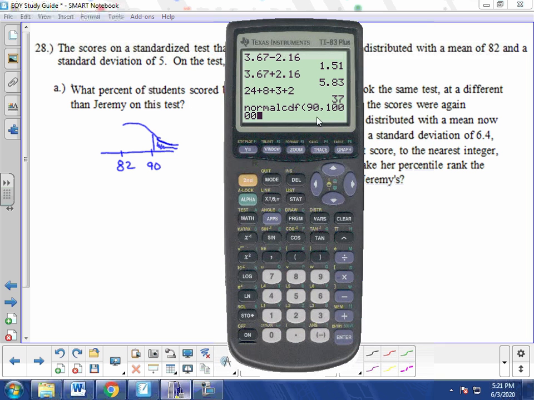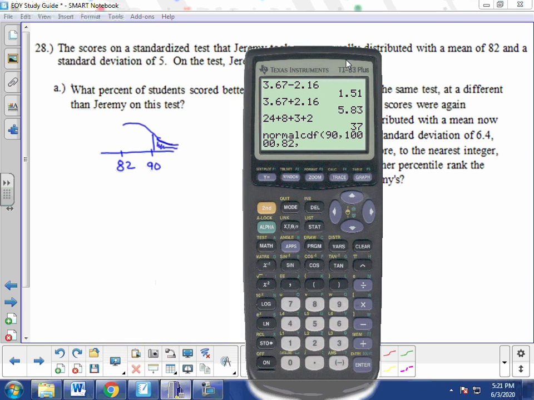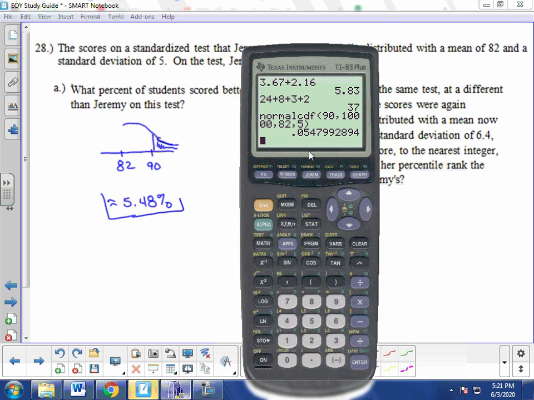I went ahead and used 10,000. Then we need the mean, which is 82. And then we need the standard deviation, which is 5. Then we can calculate this. This gives us the decimal approximation. So approximately 5.48% of students scored better than Jeremy on this standard test.